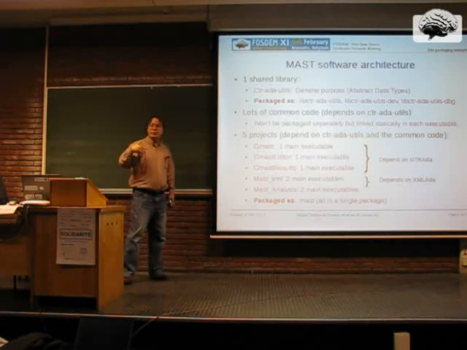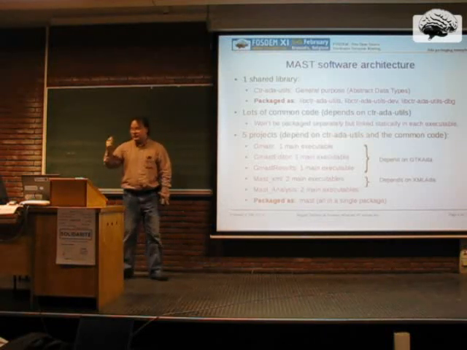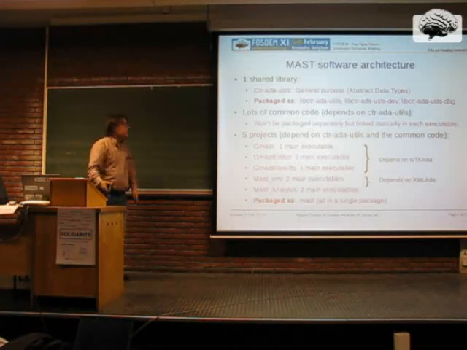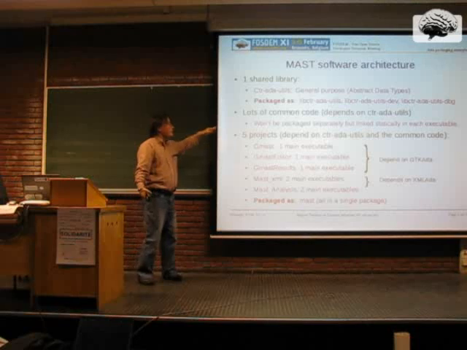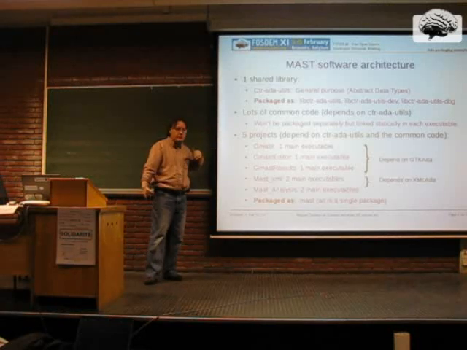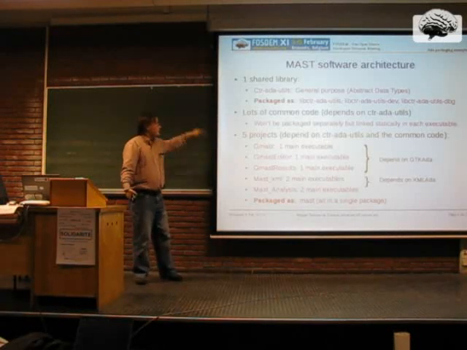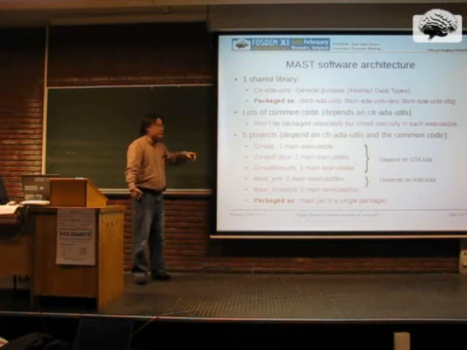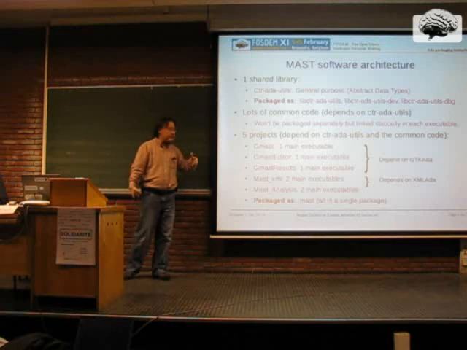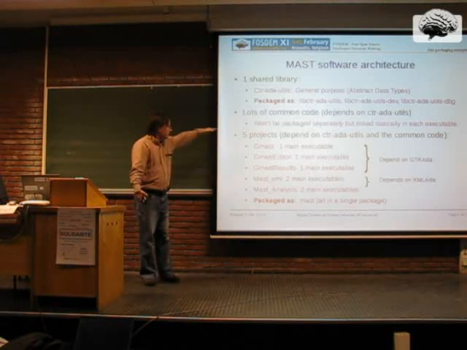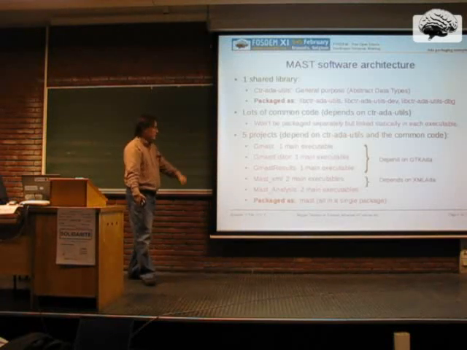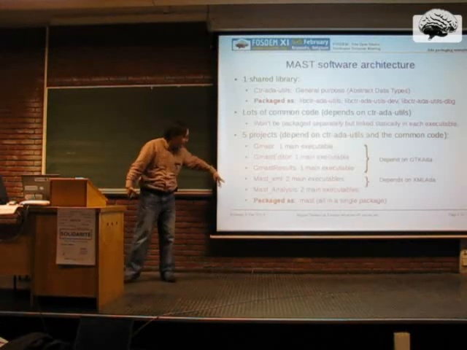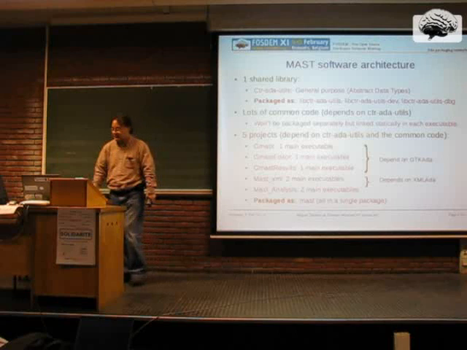There are a lot of common sources that are used repeatedly in all the executables. We could create a static library with them, but it doesn't make sense because we are not going to install it. So I just reuse them in the compilation, but the nice thing about GNAT Make is that we are not going to compile them again. And then we have five projects that use some executables that will be packaged together as MAST.